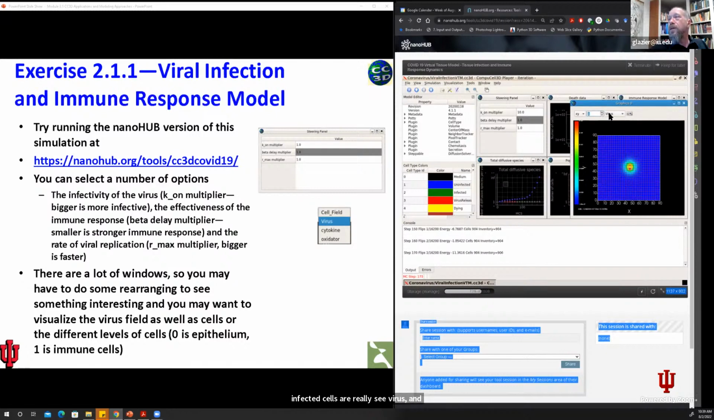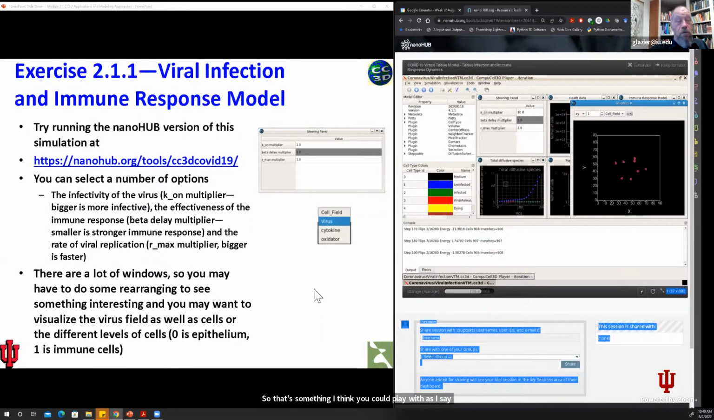And now probably we also have some immune cells coming in. Yeah, immune cells are beginning to come in as well. Layer 1 will show you the immune cells. So that's something I think you can play with. As I say, if you really want to explore that model completely, it takes quite a while, but you could do rather a lot. I'll warn you that for some settings of the parameters, you may have a crash in this particular model. We need to go back and clean that up a little bit.